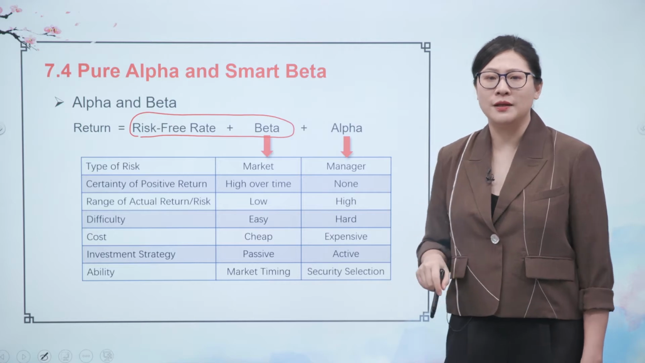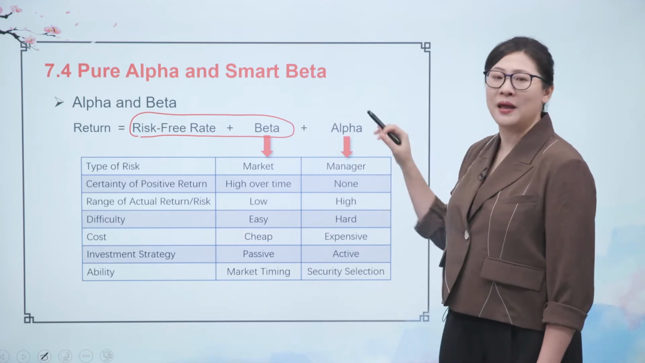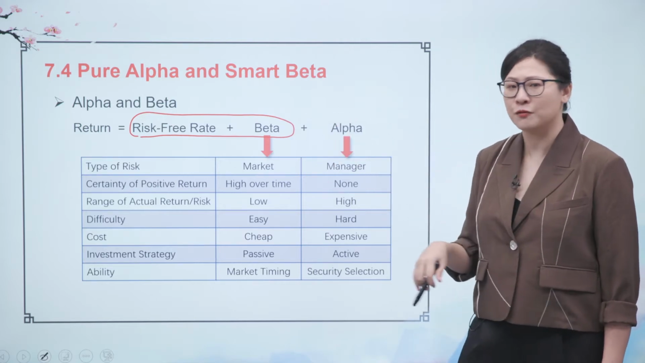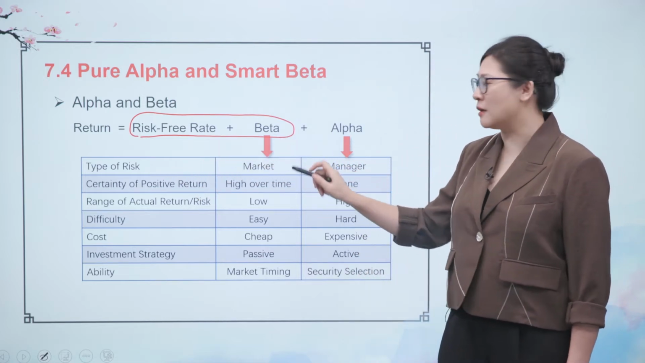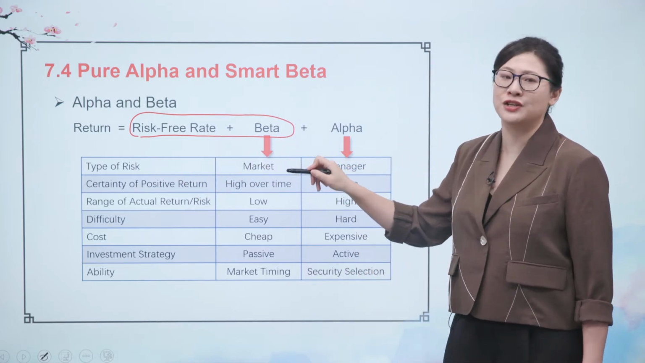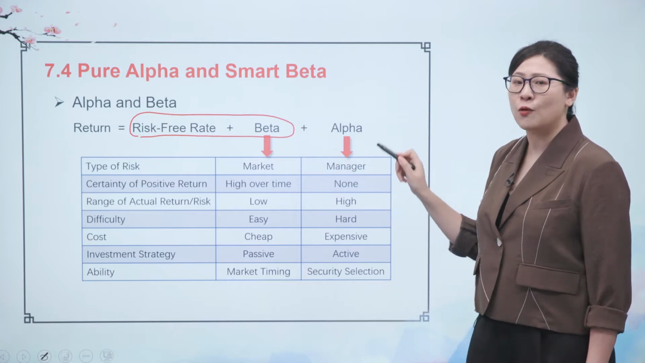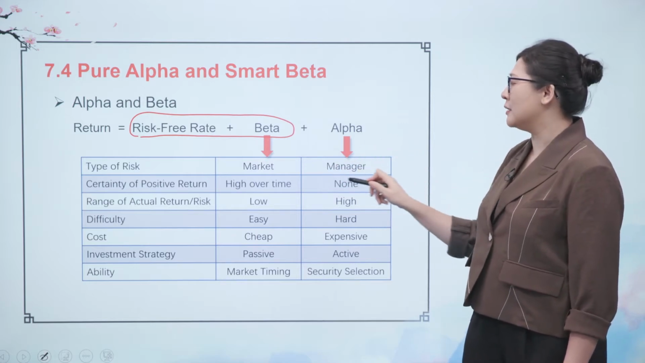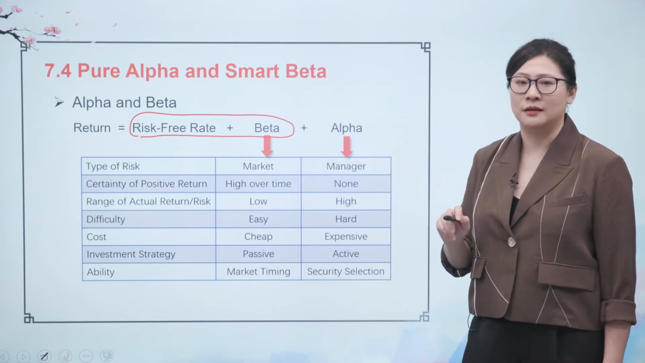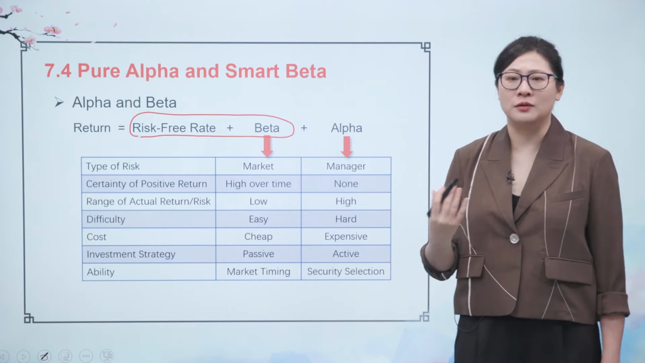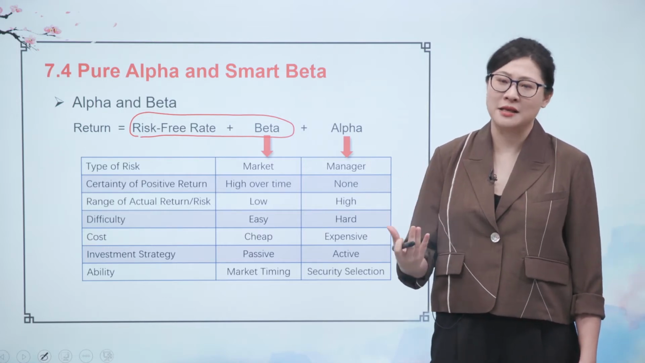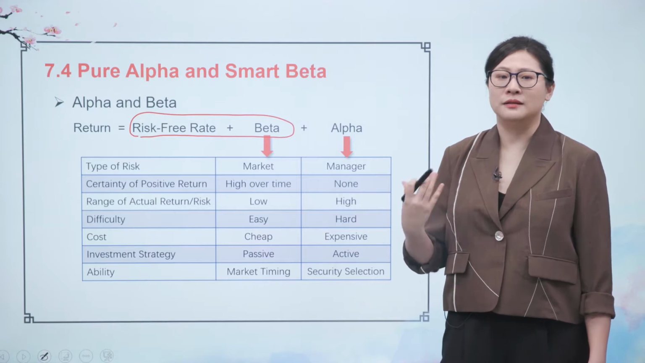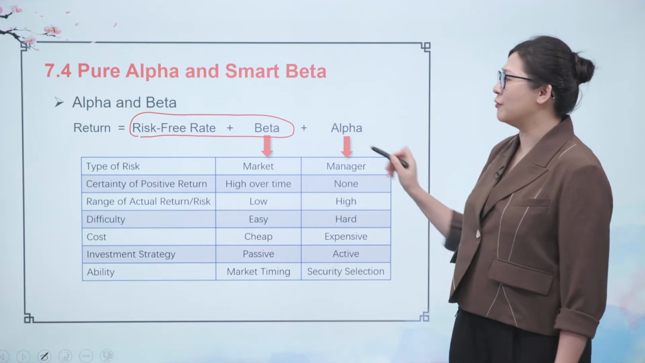Then let's have a look at the difference between beta and alpha. For the type of risk, beta only considers the market risk, which is measured by beta. And alpha measures the manager's risk. So it includes the manager's security selection or any market timing.